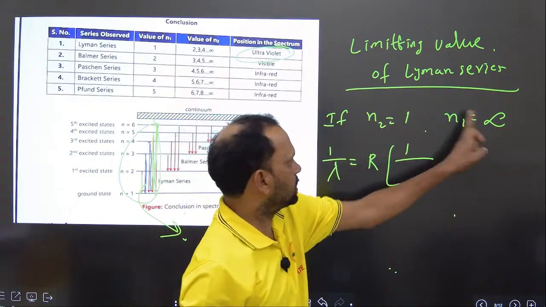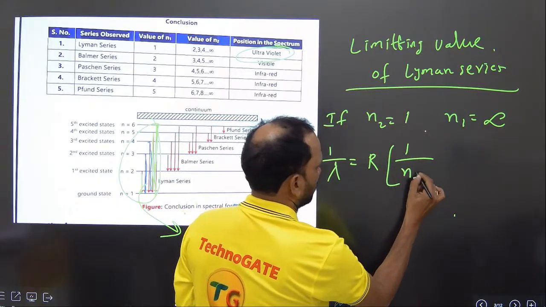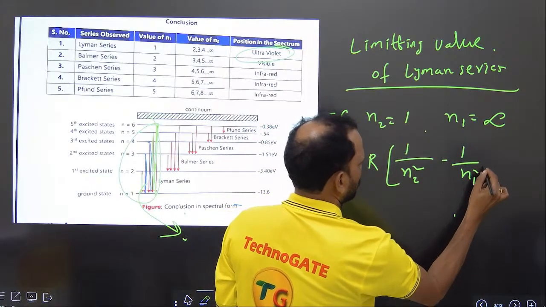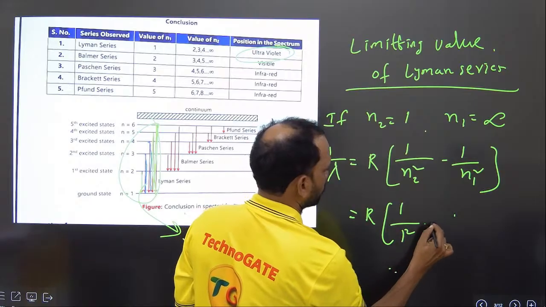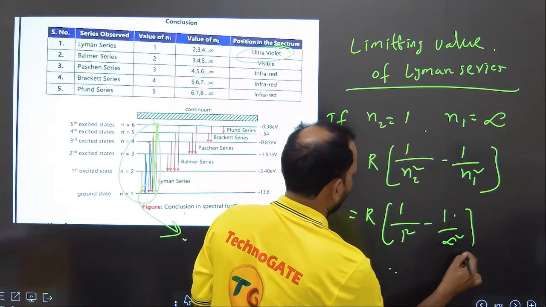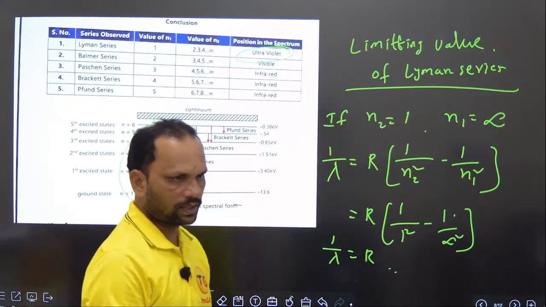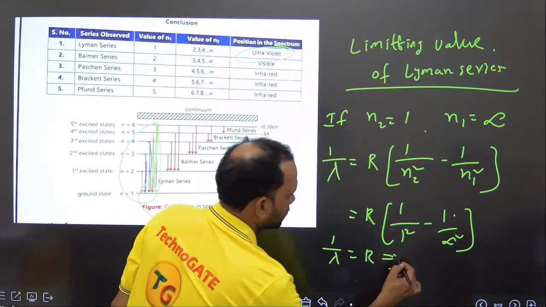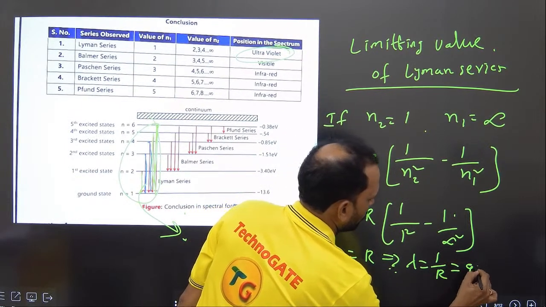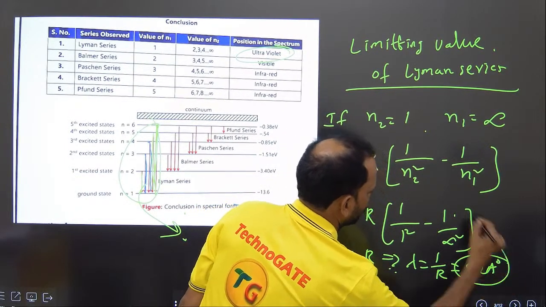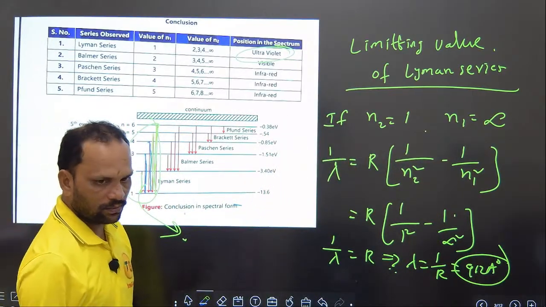So initial value is infinite and final value is 1. So 1/λ is equal to R into (1/n2² minus 1/n1²), which is R into (1/1² minus 1/∞²). Then 1/λ is equal to R, because 1/n1² is 1. Then λ is equal to how much? 1/R. The value of 1/R is how much? 912 angstroms. 912 angstroms.